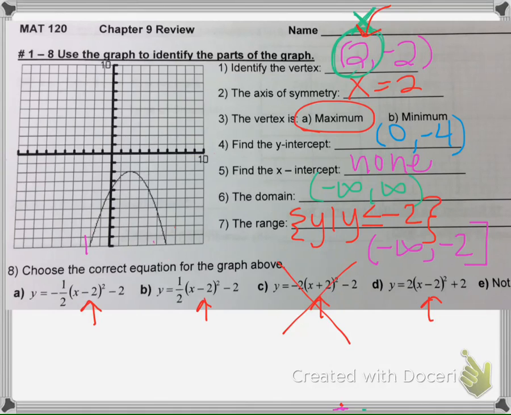Then the next thing we know, the graph is going down. So since the graph is going down, we know the number in the front must be negative. So it can't be this one, and it can't be this one. So we're left with A.